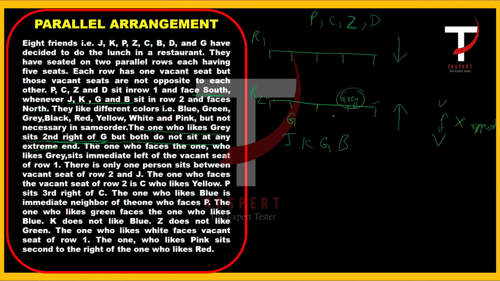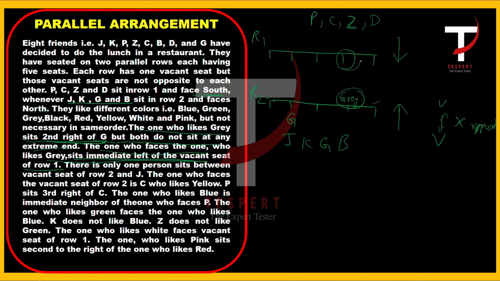Still, what is given? The one who faces the one who likes gray sits immediate left of the vacant seat of row 1. So who faces gray in row 1? This guy faces gray color in row 1, and this guy sits immediate left of the vacant seat of row 1.